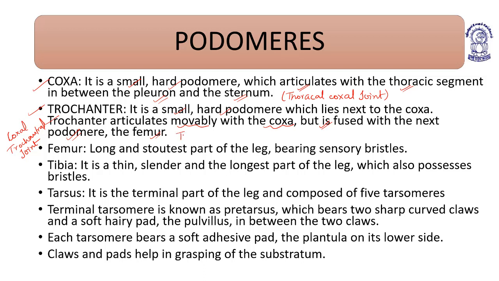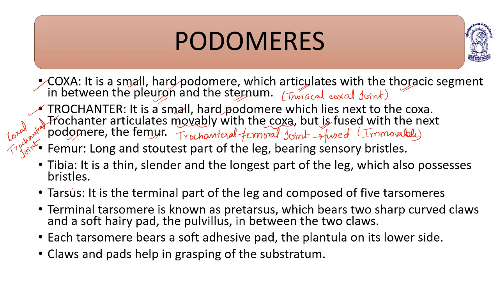So the trochanteral femoral joint is fused, meaning it is immovable, but the coxal trochanteral joint is movable. Understood? The coxal trochanteral joint is movable while the trochanteral femoral joint is not movable, it is fused.